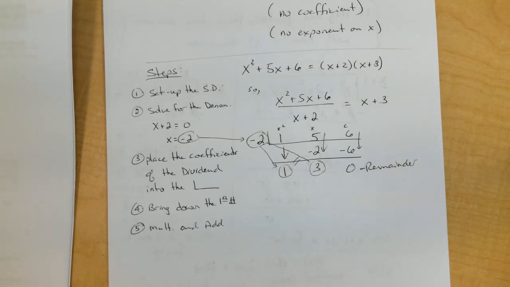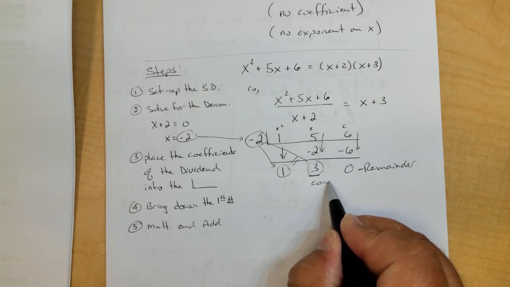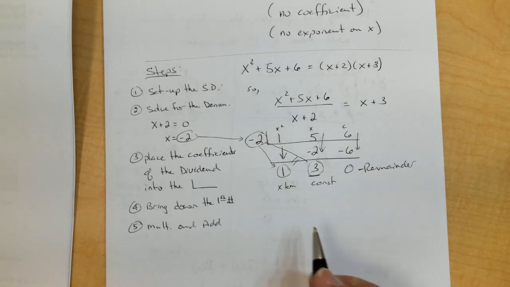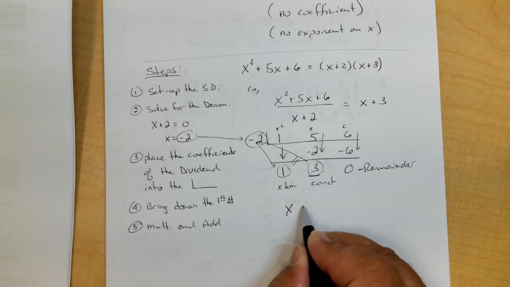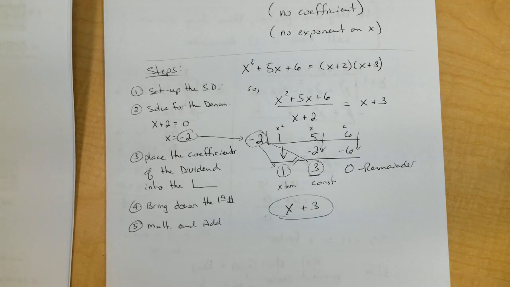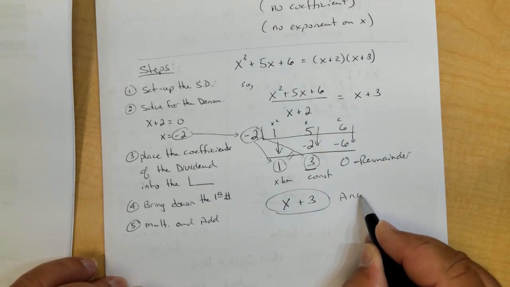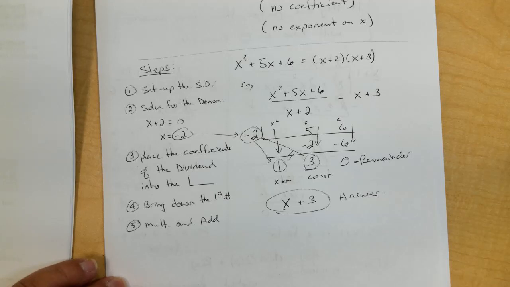Numbers here, we start building up. This is our constant. This is our x term. So we have x plus 3. There's the answer. Let's look at some more examples.